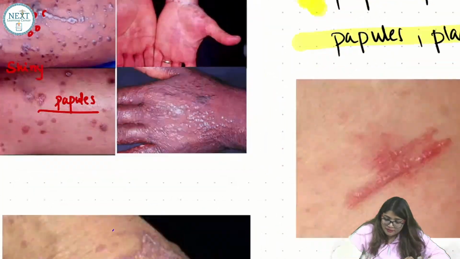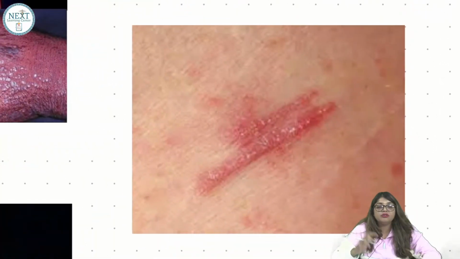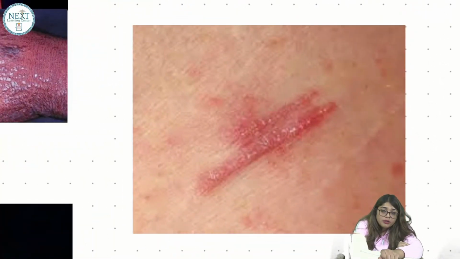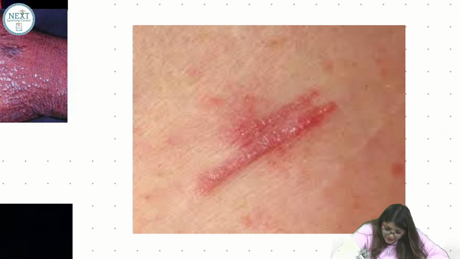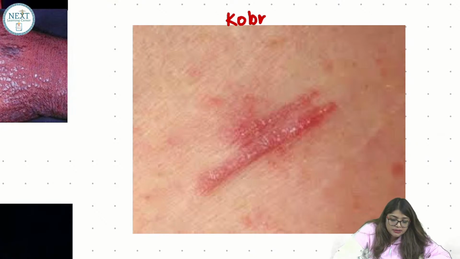Okay, yeah. Now, what is this? Can you see new lesions are formed when I'm itching? I'm causing trauma to my skin, so new lesions are formed on the site of trauma. That is known as Koebner's phenomenon. Okay, that is known as Koebner's phenomenon.